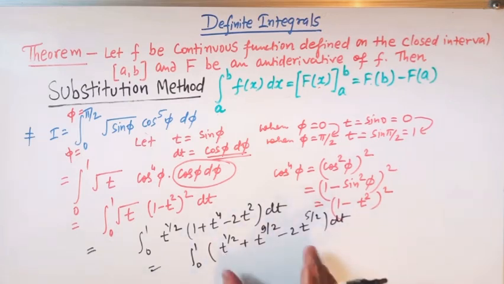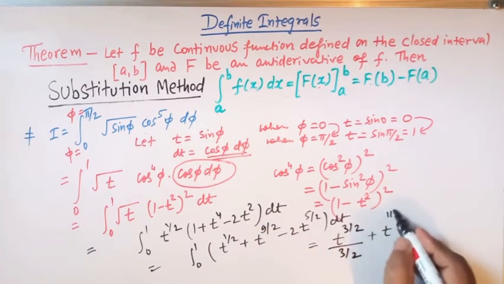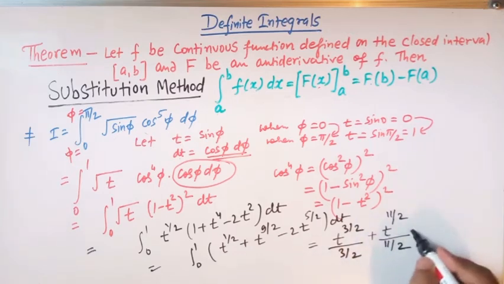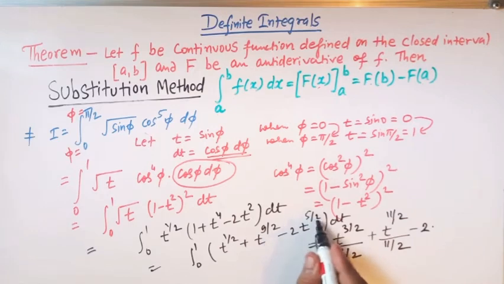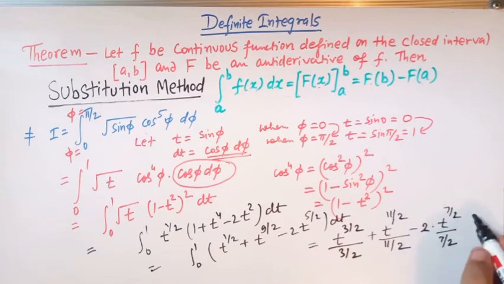Now we'll integrate this expression term by term. So here we can write t raised to half; when we integrate it, we'll have t raised to 3 by 2 over 3 by 2, and then t raised to 9 by 2 becomes t raised to 11 by 2 divided by 11 by 2, and then we have 2 times t raised to 5 by 2, that is t raised to 7 by 2 divided by 7 by 2, and the limits are from 0 to 1.